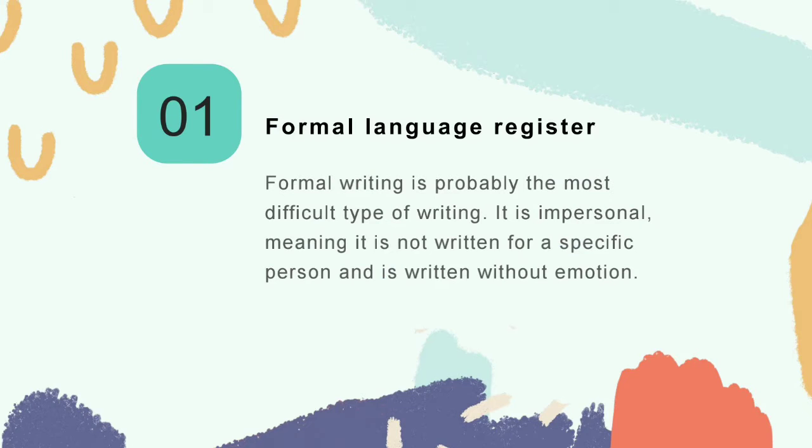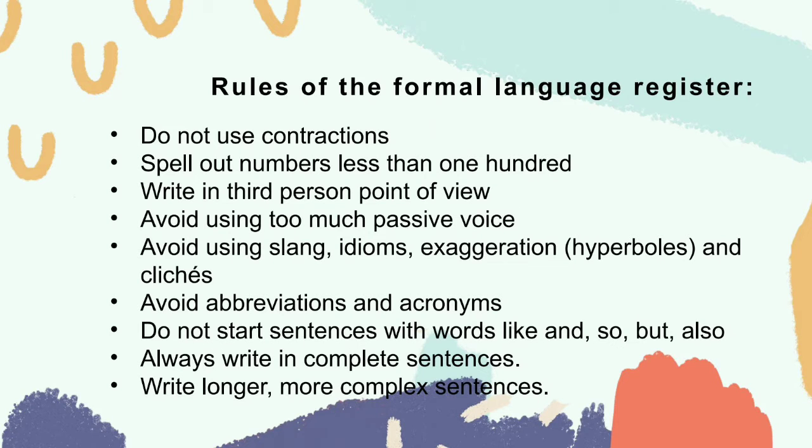Formal language register. Formal writing is probably the most difficult type of writing. It is impersonal, meaning it is not written for a specific person and is written without emotion. So these are the rules of formal language register.